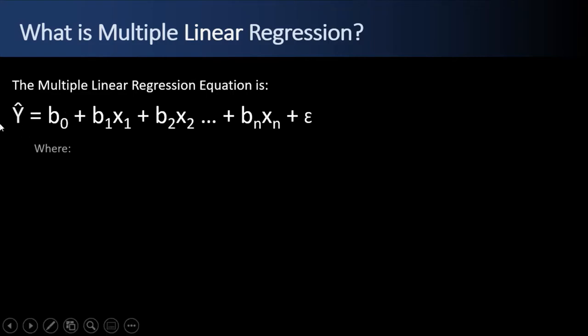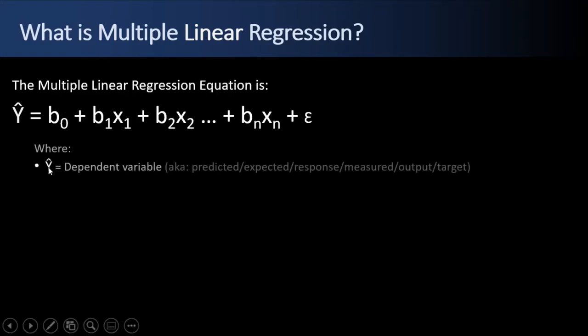So what are all these variables? Well, y hat is the dependent variable. That's also known, depending on what industry you're in, as the predicted value, the expected value, the response value, the measured value, etc. But it's typically always known as the dependent variable. B0 is the y-intercept, just like the simple linear regression video that preceded this one. That is the value of y when all of these components are zeroed out because the value of x is 0.